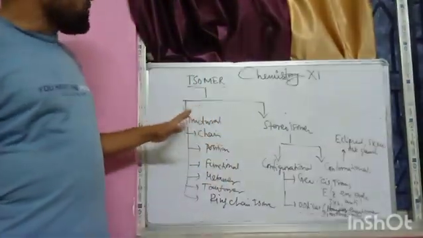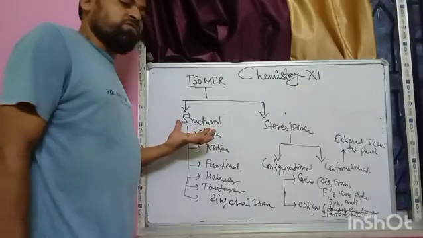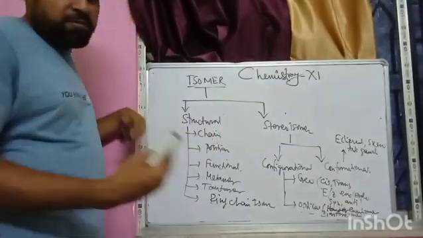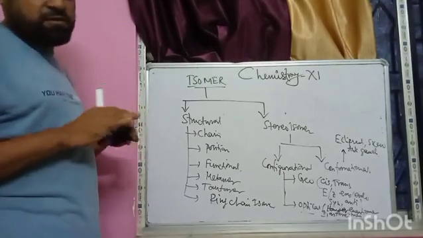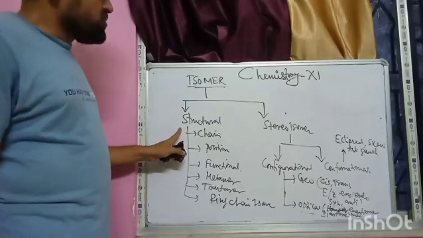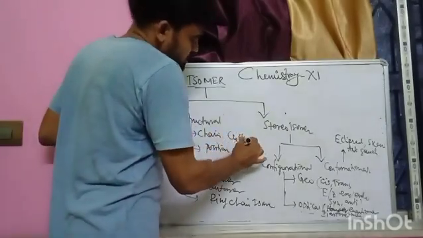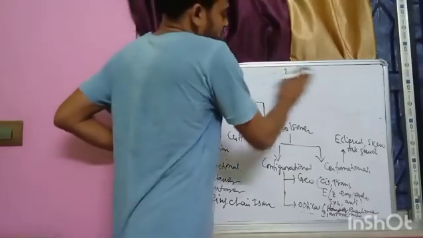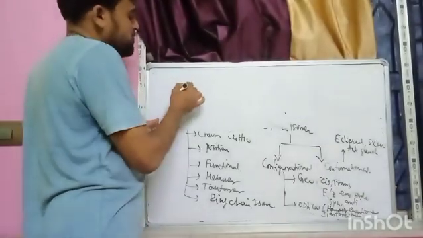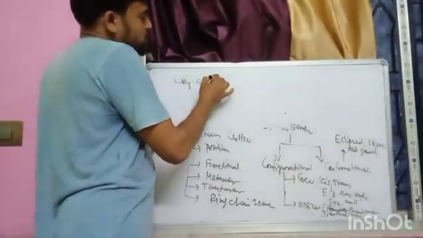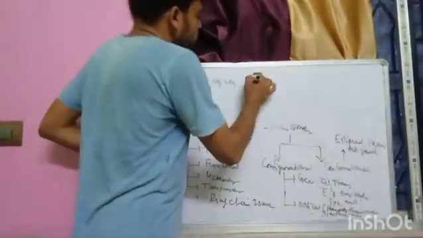All the isomers are covered in this class at maximum, such as first one is structural isomer. Let me give some examples so that you can easily understand in a smooth way. Chain isomer. An example of chain isomer is C4H10. Here the structure of C4H10 can be drawn as a bond line structure, but we can also write this.